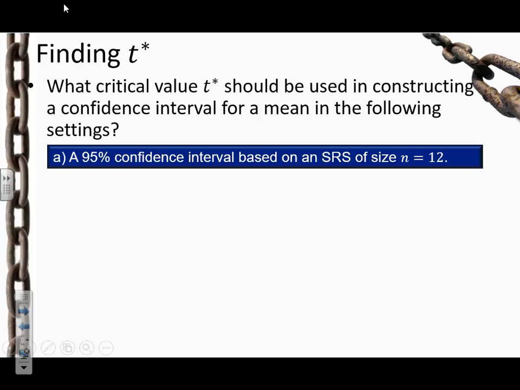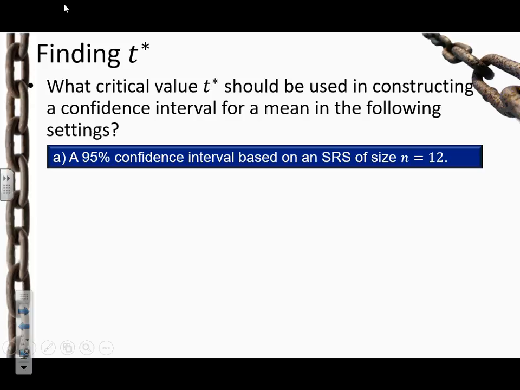Now, memorization isn't going to work with t because every single n gives you a completely different t. So for 95%, you would have an infinite number of t stars to memorize. For 90%, you'd have an infinite number of t stars to memorize. So that's not going to work for us. We have to be able to calculate these. So besides the confidence level, in this case 95%, we also have to have the sample size.